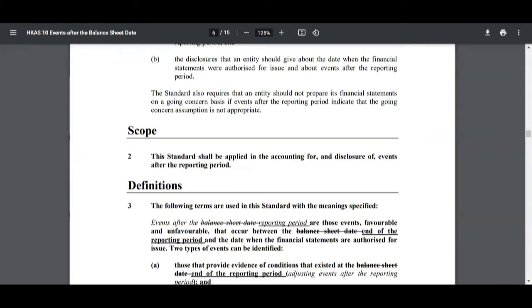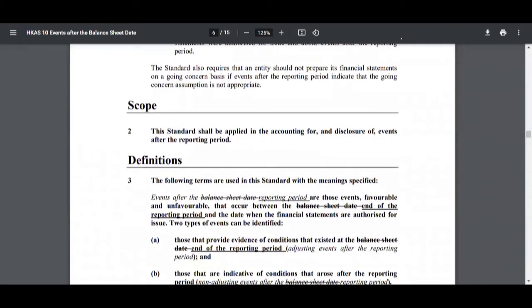Let's look at the scope. What is the scope of this standard? The standard shall be applied in the accounting for and disclosure of events after the reporting period. The first is the adjustment part, and then the disclosure. This is very important, which is why it's all written in bold. So by now we understand that this standard is only concerned with how you would account for events which occur after the reporting period.